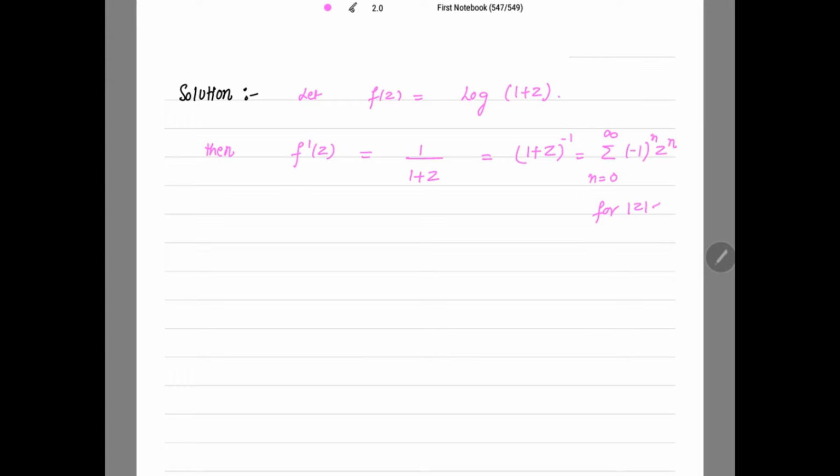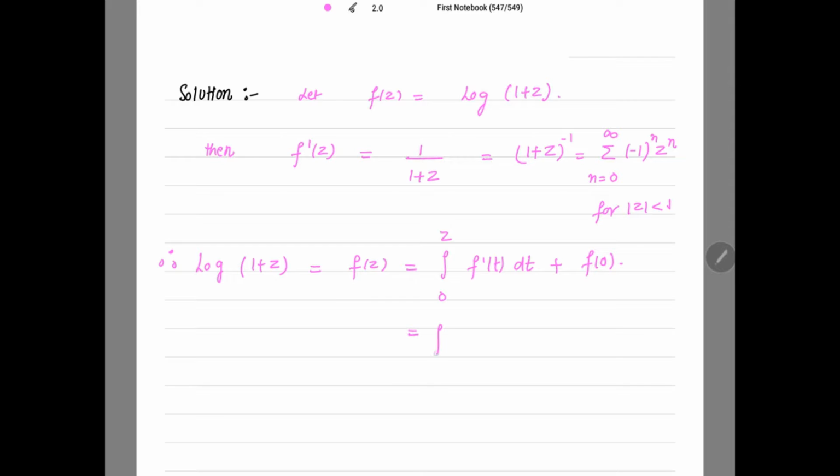For mod z less than 1. Now next, log of this function, that is f of z, can be written as f of z, which is equal to the integral from 0 to z, I'm using that remark, f dash t dt plus f of 0.